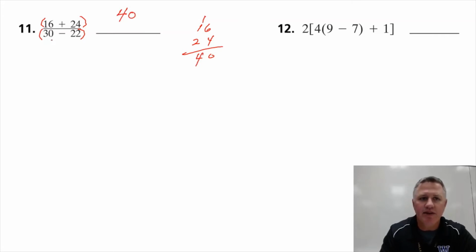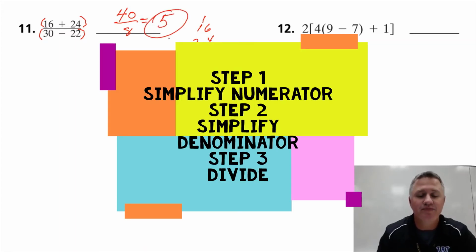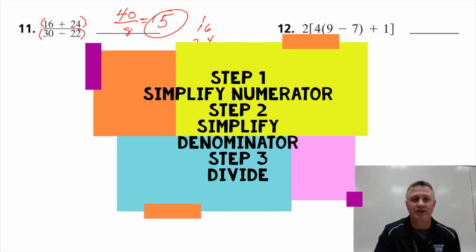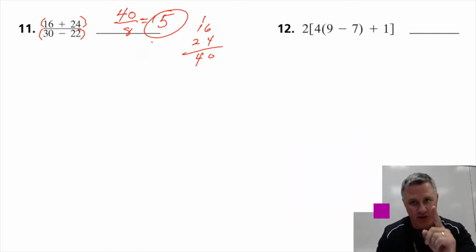And in the denominator, 30 minus 22 is 8. And last, 40 divided by 8 is 5. So in that problem, you're actually doing division last, because you always do what's in the numerator and denominator first.